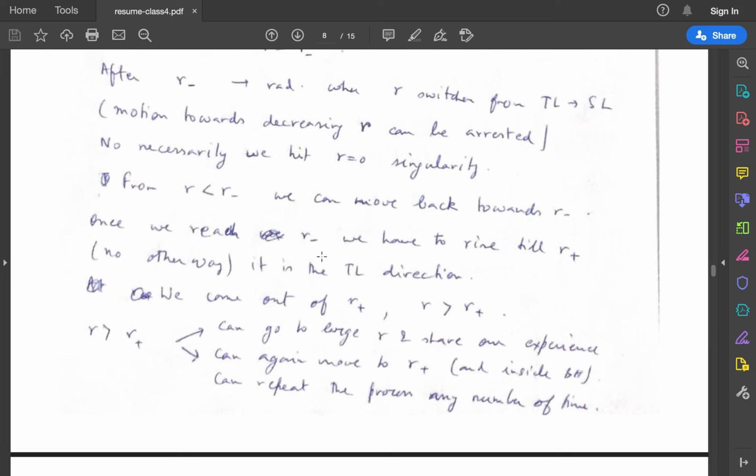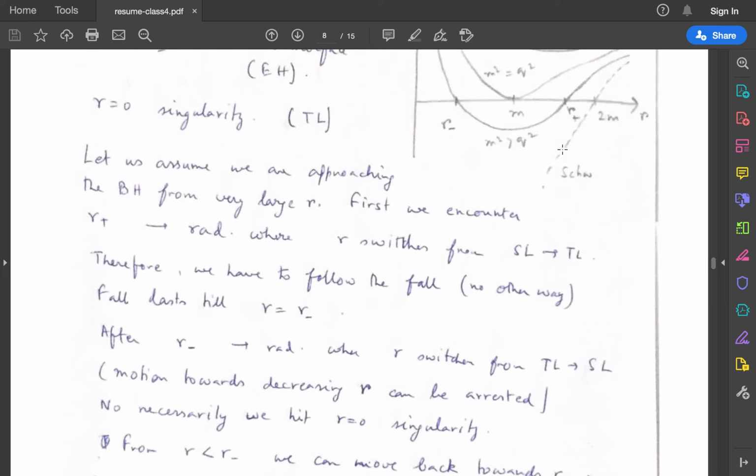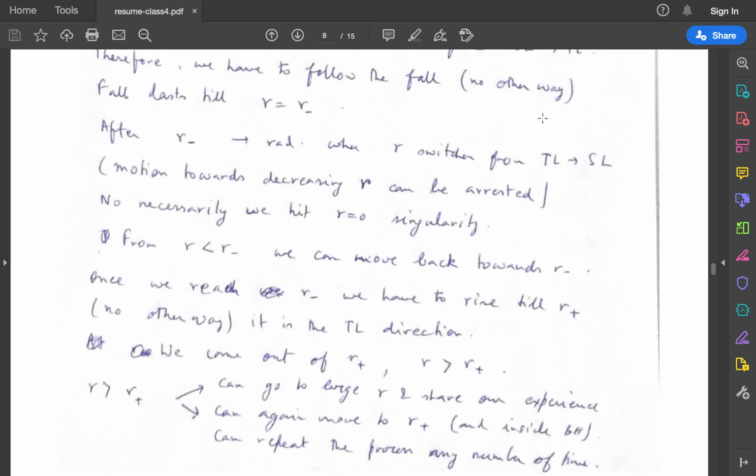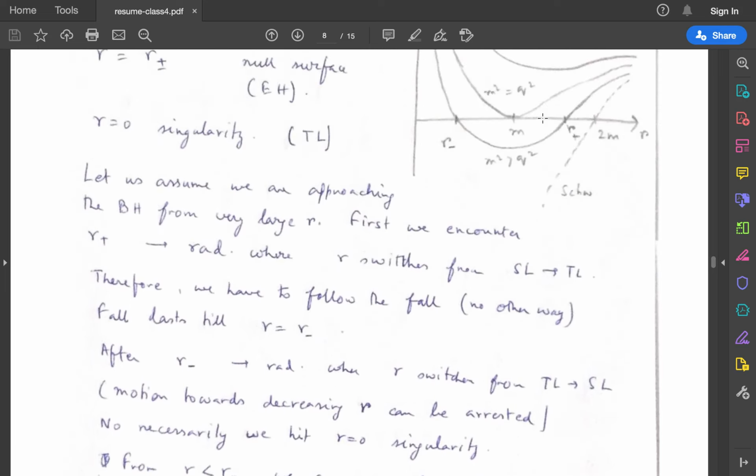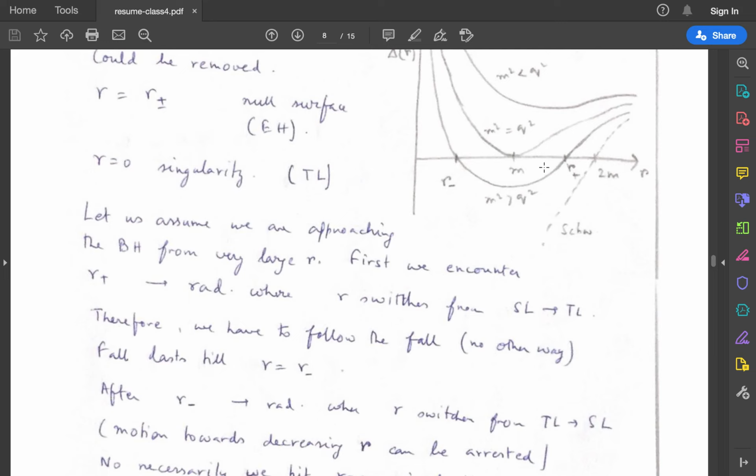So we can come out of r plus, right? And once at r plus, the radial direction is again space-like. So we can proceed like this, come back to where we originated and report our findings, or we can again go back. Okay, so we can go back to r plus, r minus, and then r equal to 0, and again come back. We can continuously do this type of play. We can do this as many times as we like.